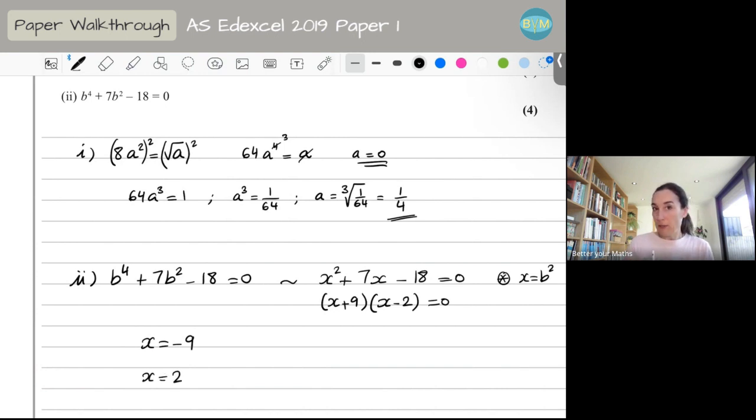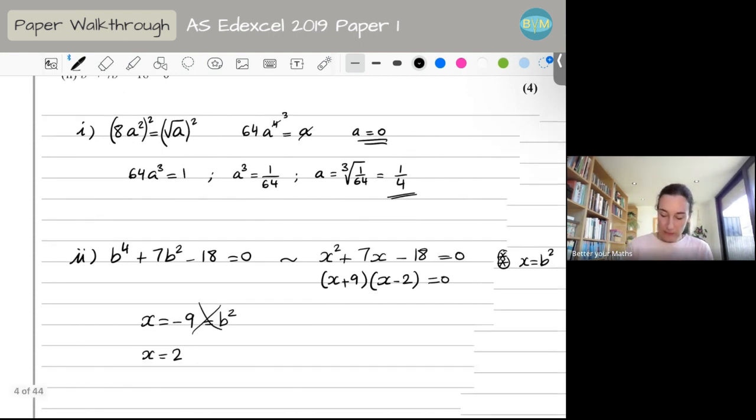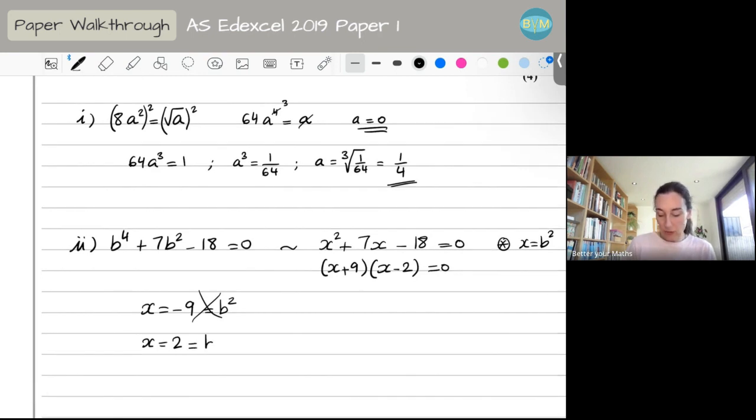But I'm not looking for x, I'm looking for b. And I know x is b squared. So this is going to be b squared equals minus 9. That would mean that b would be the square root of minus 9. So this is not possible. This is not giving me any solution because b squared cannot be minus 9. This one is going to be b squared equals 2, which means b is going to be plus and minus the square root of 2. So I have two possible values of b, which are root 2 and minus root 2. Yeah?